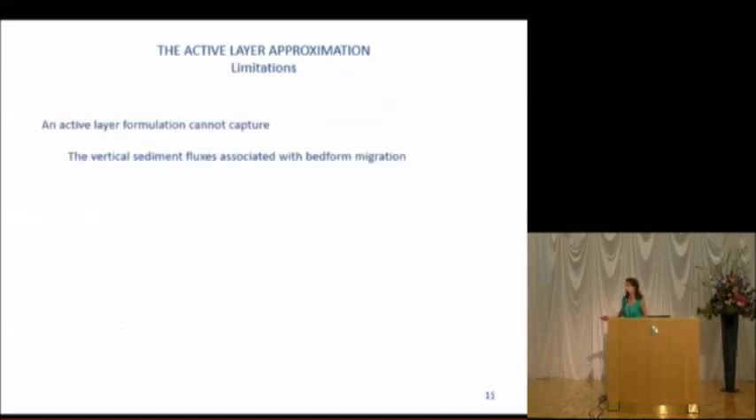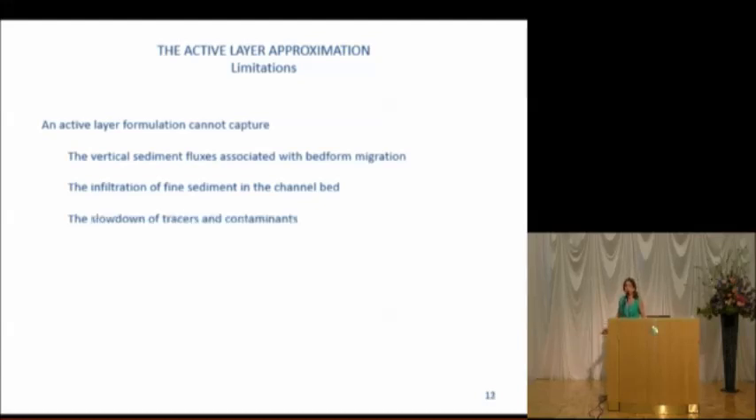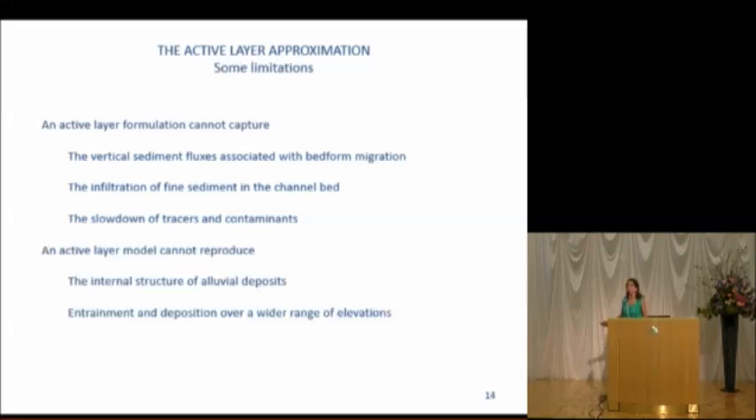So limitations of active layer based models are that an active layer formulation cannot capture the vertical sediment fluxes, for example, associated with bed form migration. The infiltration of fine sediment cannot be well captured. Nor can the slowdown of tracers and contaminants. Further, if we want to think in terms of storing stratigraphy, the internal structures of alluvial deposits cannot be reproduced because everything is well mixed. And entrainment and deposition over wider ranges of elevation cannot be modeled.